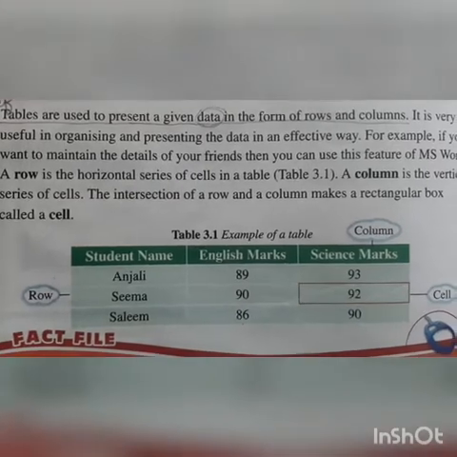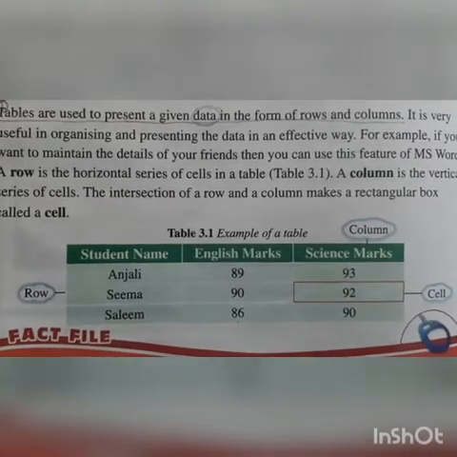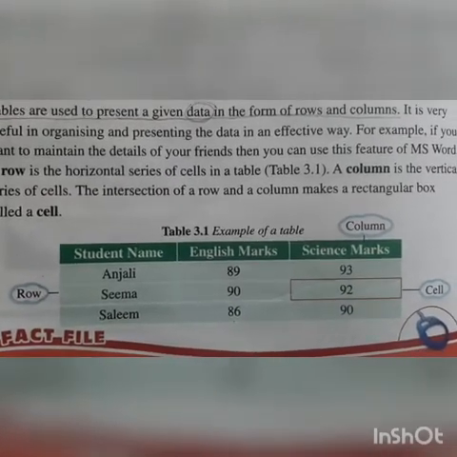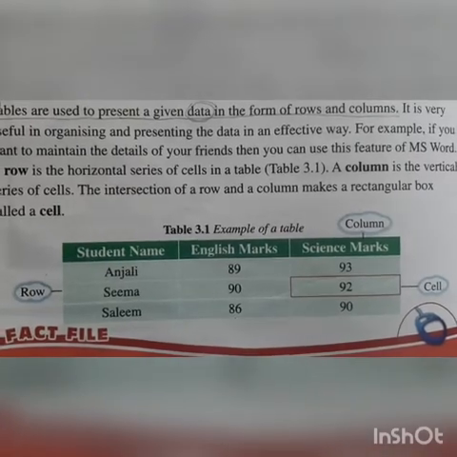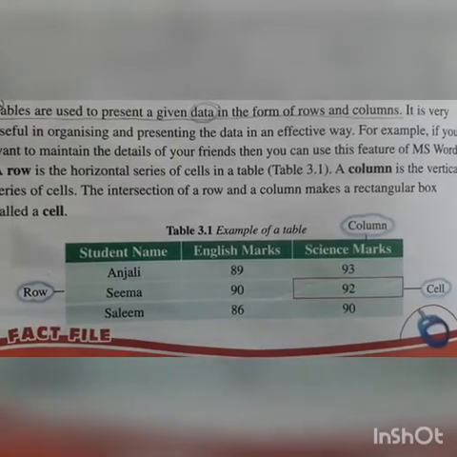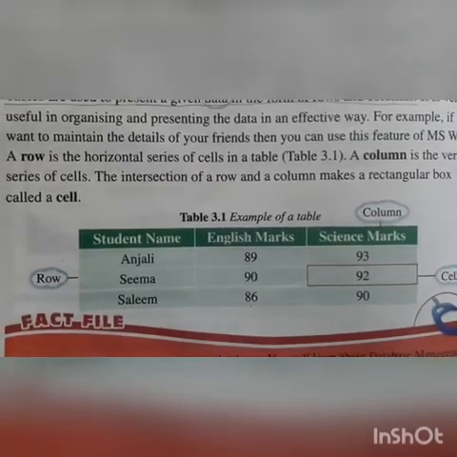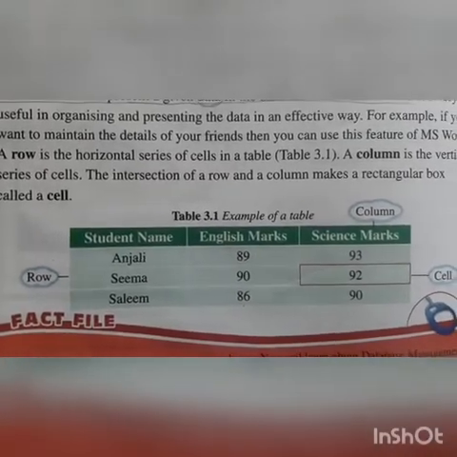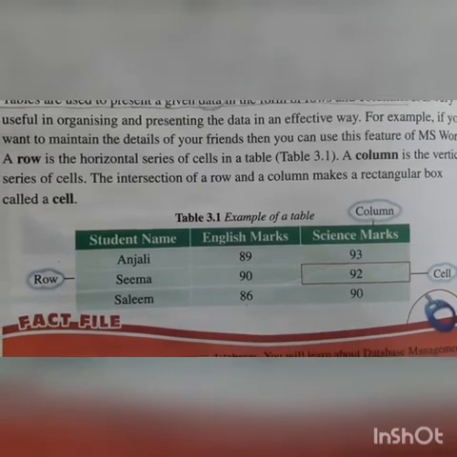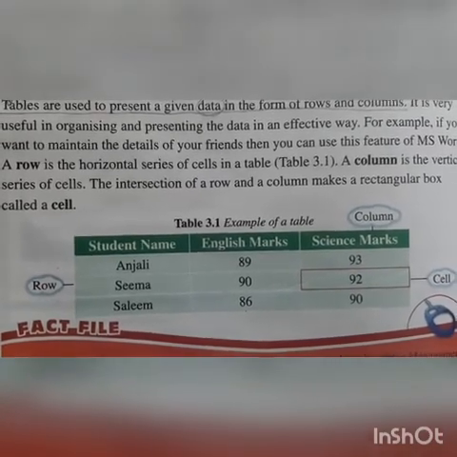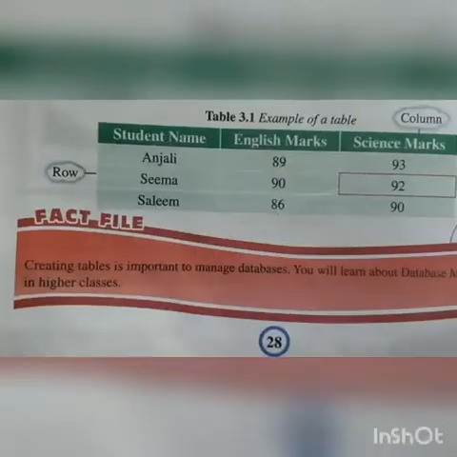As you can see in table 3.1, the red one is one cell. Seema is one cell. Salim is one cell. 89, 90, all these are cells. When we combine rows and columns, it forms a cell.